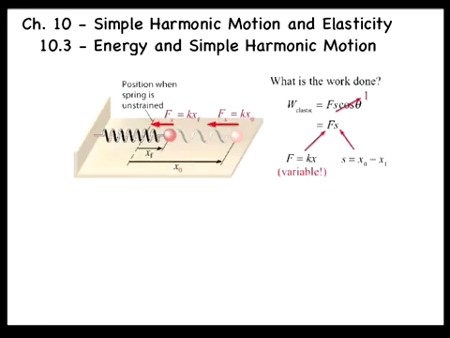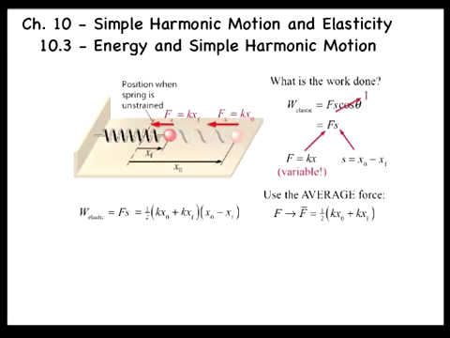Since the force is linearly proportional to the displacement x, we can account for the variable force by using its average value over the displacement range x0 minus xf. The average force over this range is given by F average equals 1/2 (kx0 minus kxf). The work done by the elastic force of the spring is then given by F times S, which equals 1/2 (kx0 minus kx final) times (x0 minus x final).